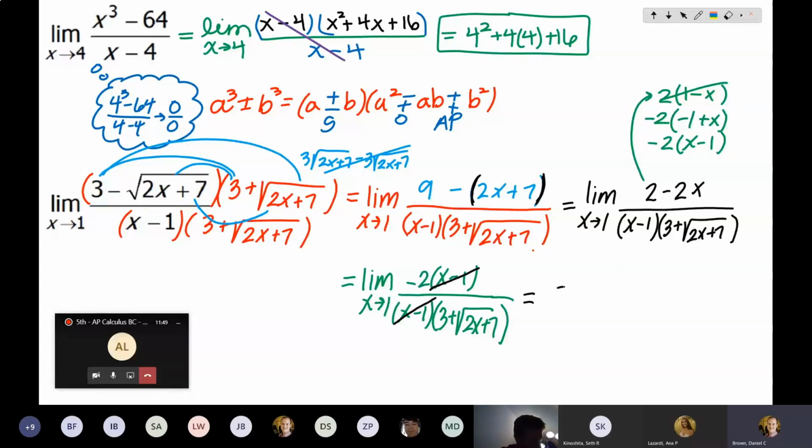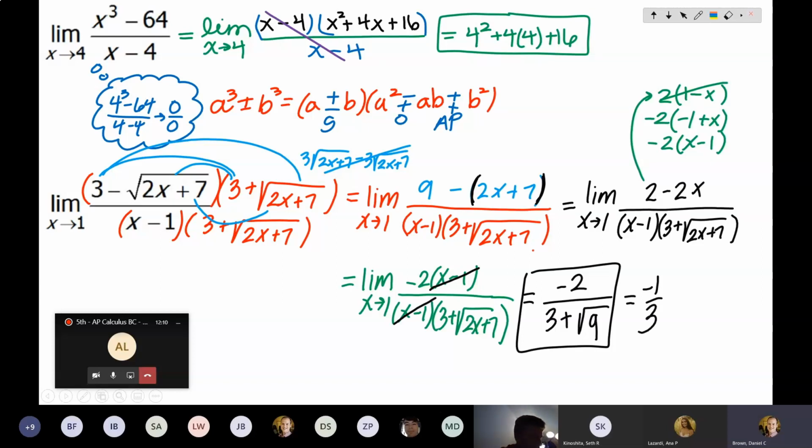So I have a negative 2 in the numerator, and the denominator 3 plus the square root. 2 times 1 plus 7 is 9. I'm fine with an answer that looks like that. Most of you will probably say that's negative 2 over 6 and negative 1/3. So that's kind of what we were looking at yesterday.